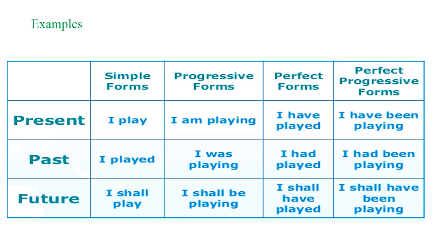Finally, future tense. I shall play a football. I shall be playing a football. I shall have played a football. I shall have been playing a football. If I want to change the subject to she: she shall play a football, she shall be playing a football, she shall have played a football, she shall have been playing a football.